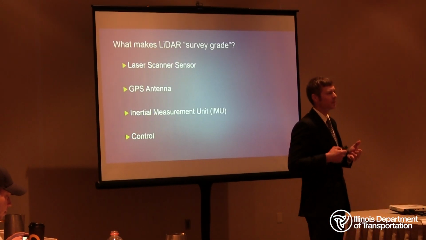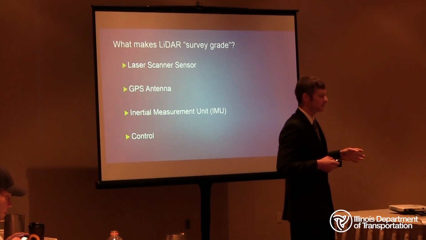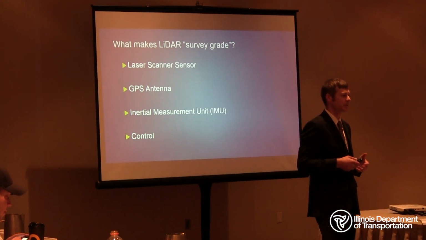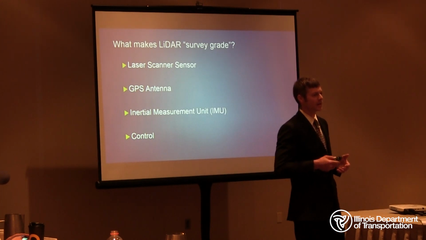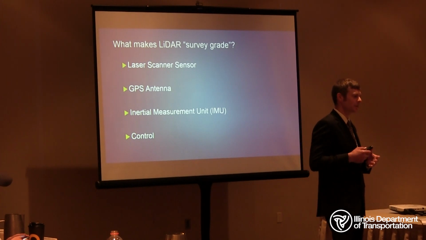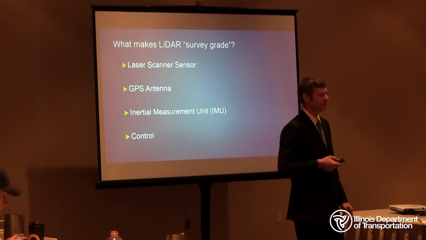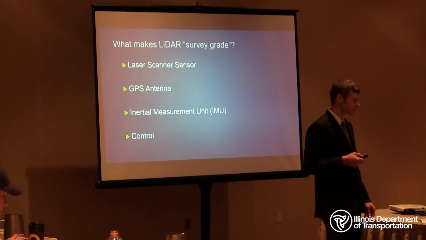All right, so what makes LIDAR survey grade? We have a laser scanner sensor, GPS antenna, an inertial measurement unit or an IMU, and we have control. So a laser scanner sensor contains a rotating mirror, and the speed at which that rotates can allow us to collect data at speeds of 1 million points per second. And with a survey grade instrument, that mirror speed is about 250 times per second. Compare that to mapping grade, which is only 20 times per second.